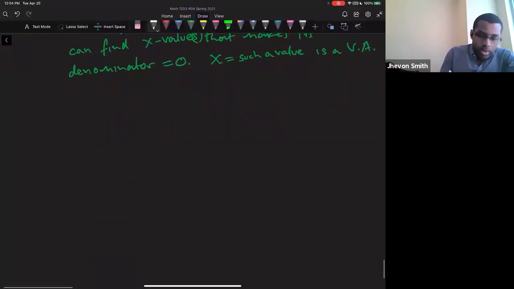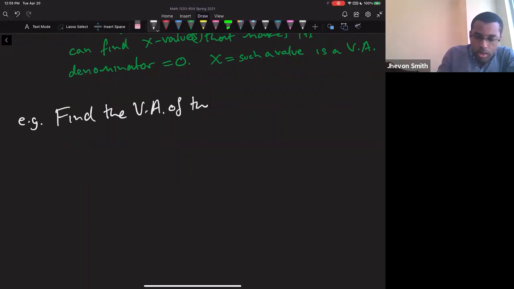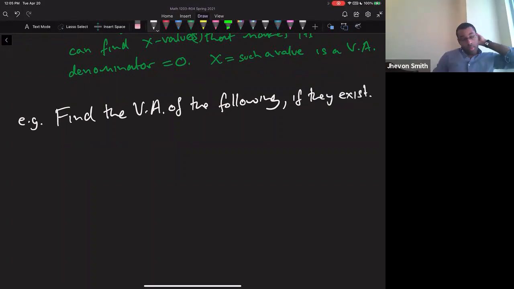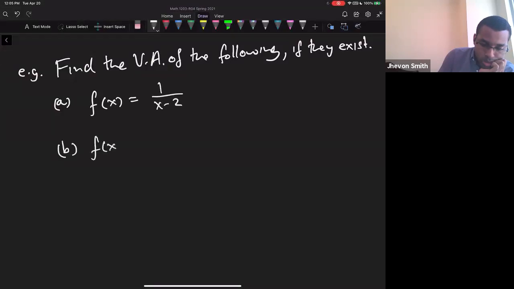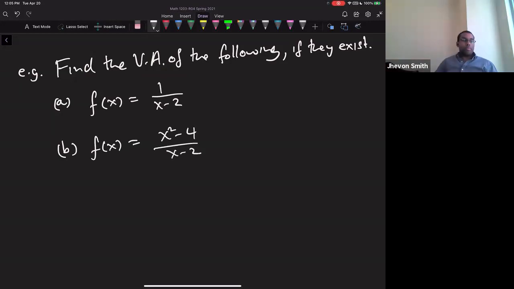Let's do some examples. Example. Find the VA of the following if they exist. Okay, so let's look at two examples. F of x equals 1 over x minus 2, and f of x equals x squared minus 4 over x minus 2. We're going to do these two examples.